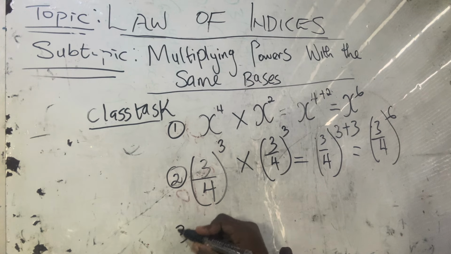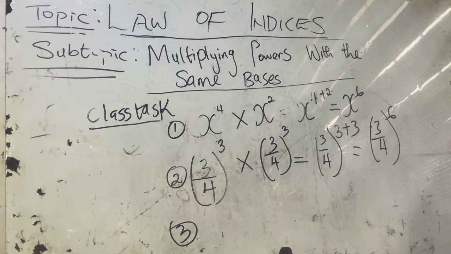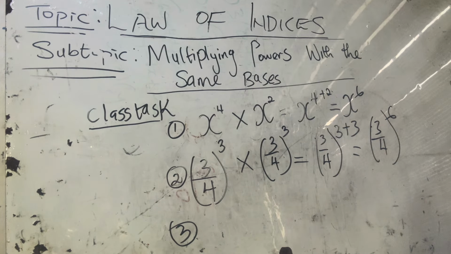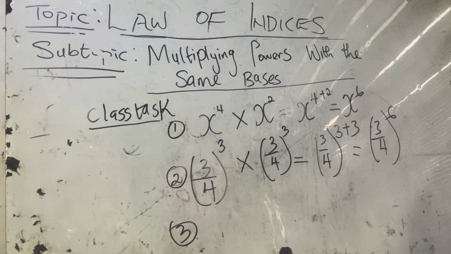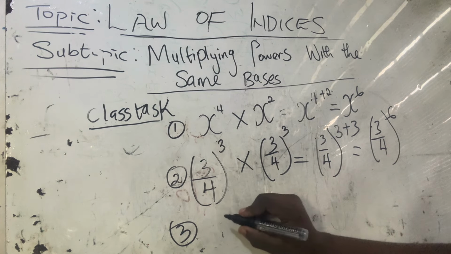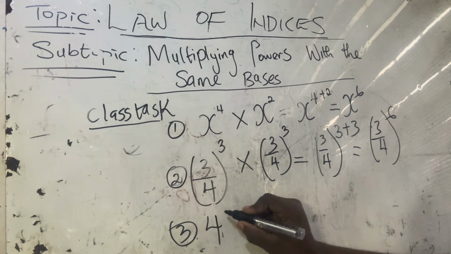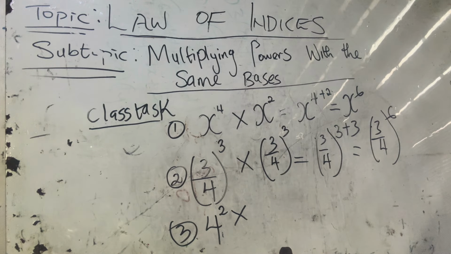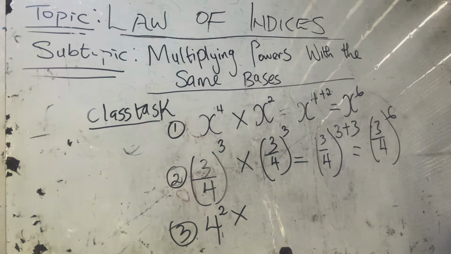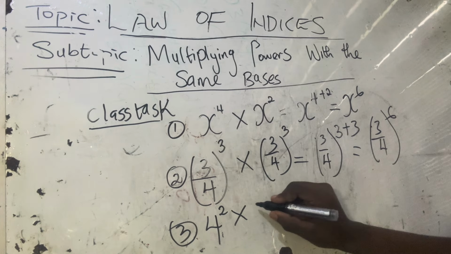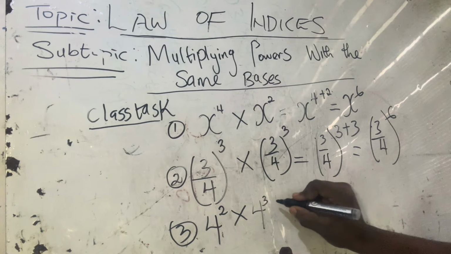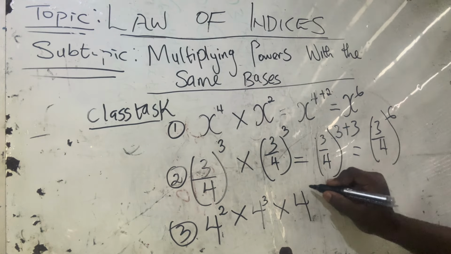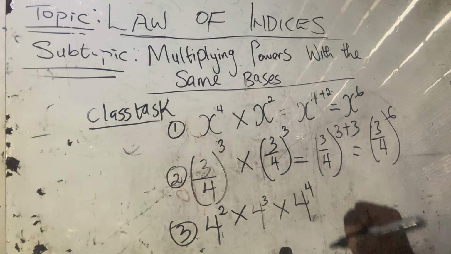Class task number 3. What is 4 raised to power 2 multiplied by 4 raised to power 3 multiplied by 4 raised to power 4?